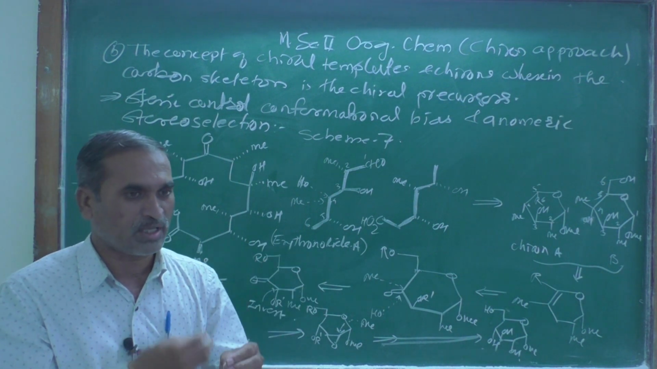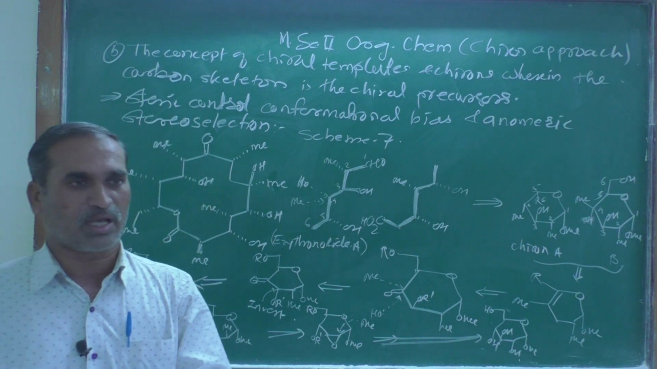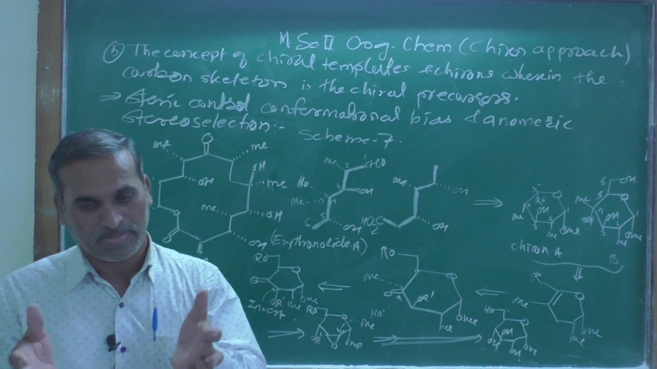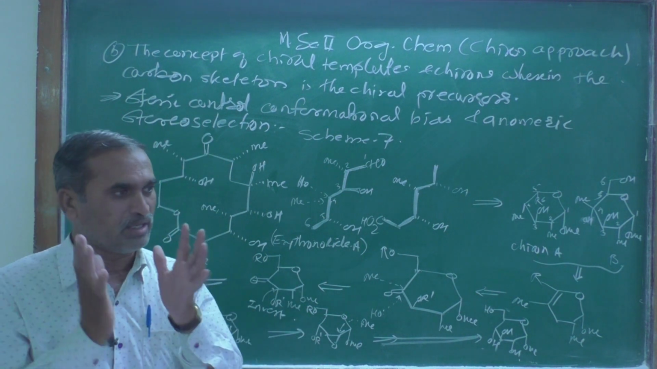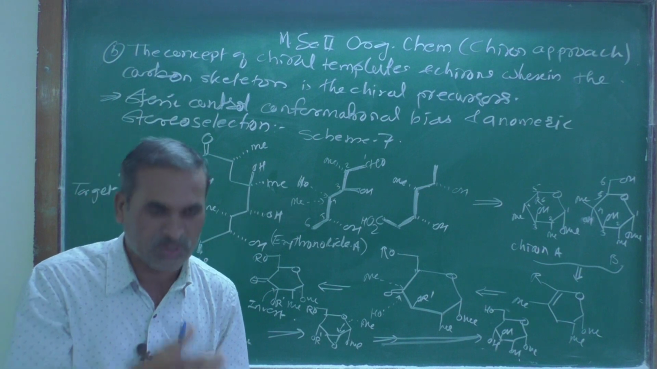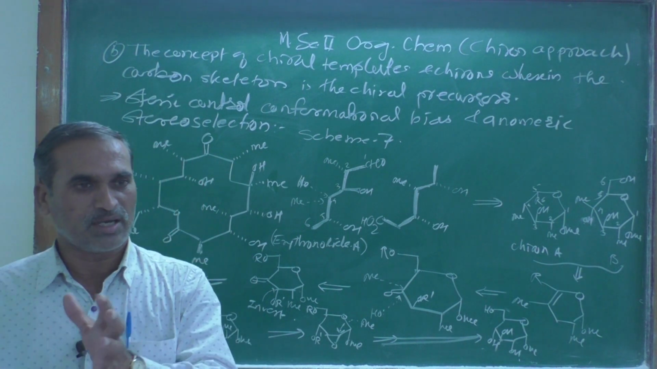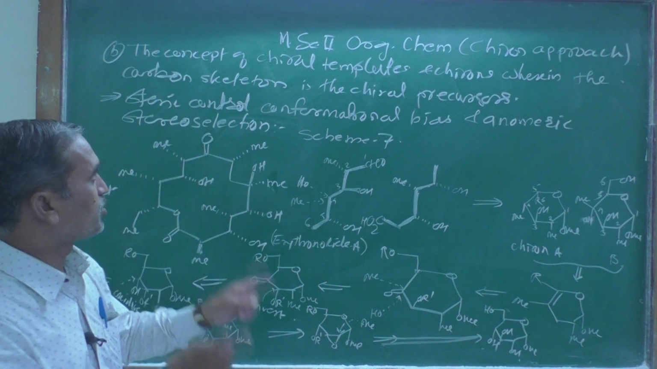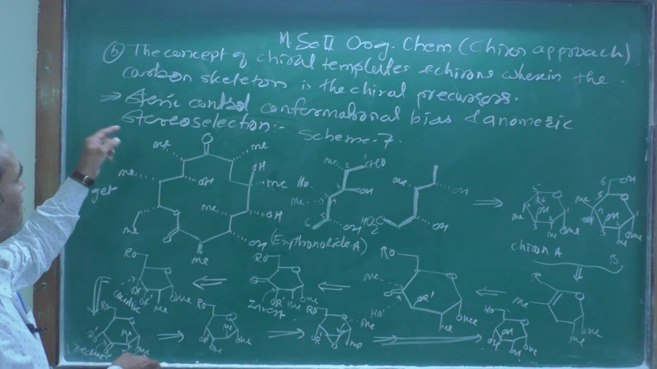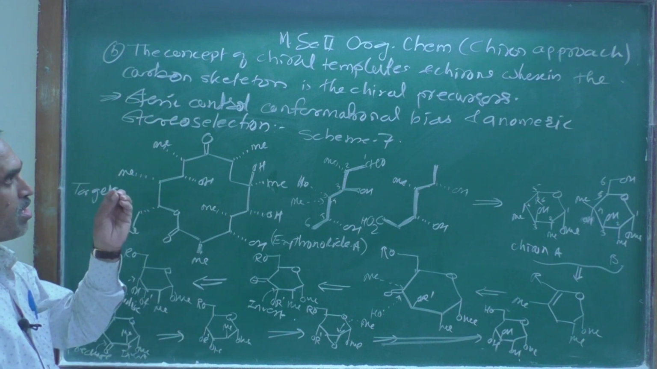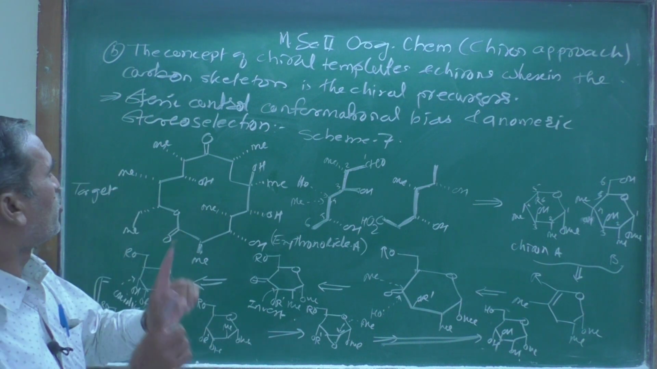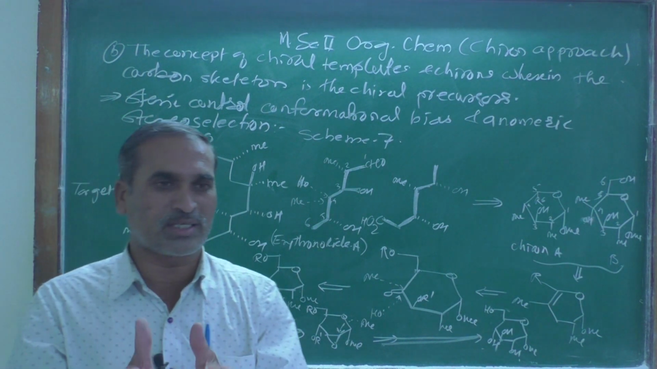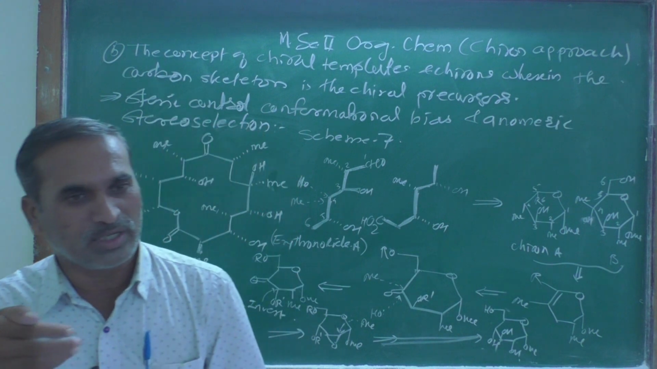That is, what type of precursor or template we are using, that is a carbohydrate. Mainly, a carbohydrate is the main precursor we are using to synthesize natural products in organic chemistry. That is the ultimate aim. So today we are going to discuss steric control, conformational bias and anomeric stereoselection. What does it actually mean, how is it applied?